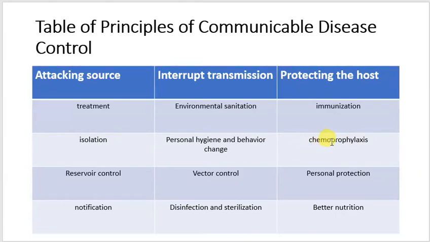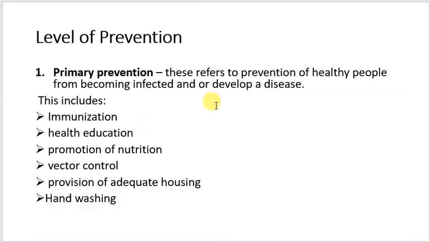A pregnant woman is given medication for malaria while she does not have malaria. So we give SP, sulfadoxine-pyrimethamine, to that pregnant woman to make her resistant to developing malaria. We have personal protection, then we have better nutrition. In better nutrition, we understand that the better the nutrition, the better the immunity, and then the resistance to infection.